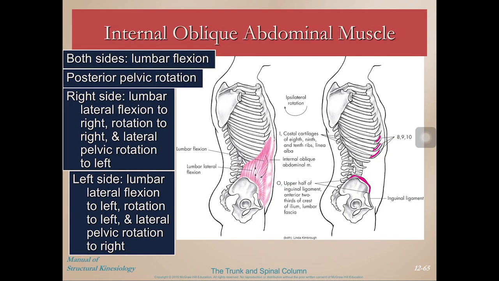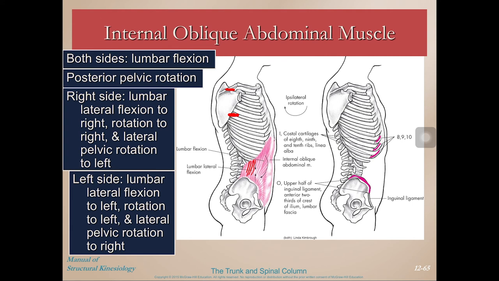The internal obliques are a little bit different. They still do lumbar flexion and posterior pelvic rotation, but when they contract unilaterally, you still get ipsilateral lateral flexion, but then you also get ipsilateral rotation. Let's imagine that these fibers are contracting, and that's going to bring you into lateral flexion to that same side. So your shoulder is going to be dropped from there to there, and you're going to do a side bend. I can't really draw it in 3D. You're side bending to the right.